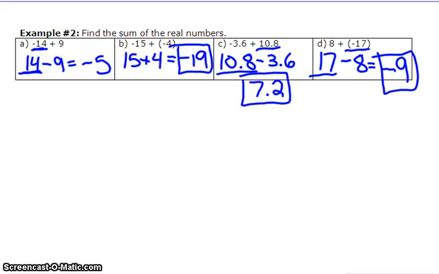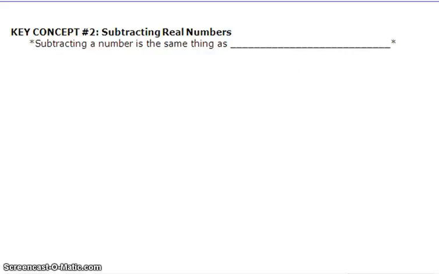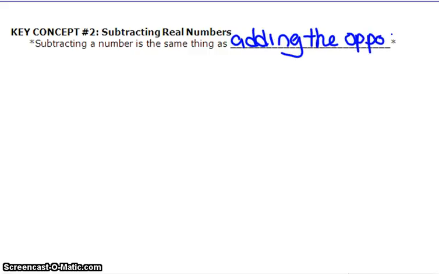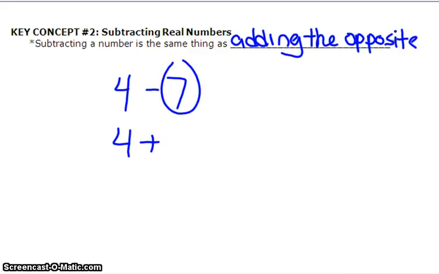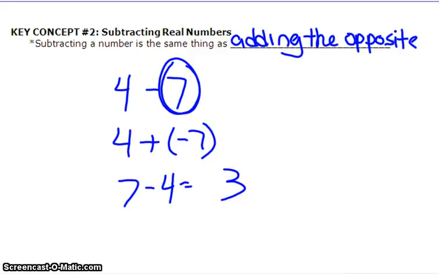We also need to know how to subtract real numbers. Well, subtracting a real number is the same thing as adding the opposite of the number. So if subtraction is hard for you, you have another option. Say we have 4 minus 7. Instead of thinking of this as 4 minus 7, we can add the opposite. So we can take 4 plus the opposite of 7, which is -7. Now I use my addition rules. They're different signs, so I'm going to take 7 minus 4, which is 3, and I keep the negative sign because that's the bigger number.